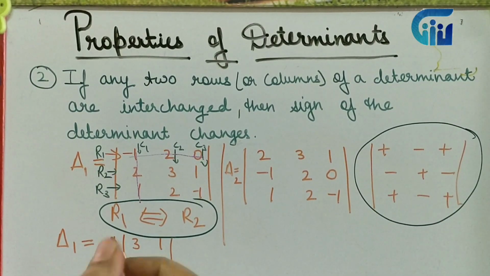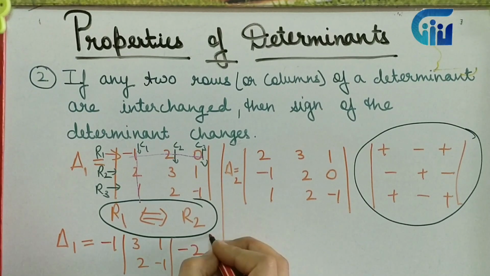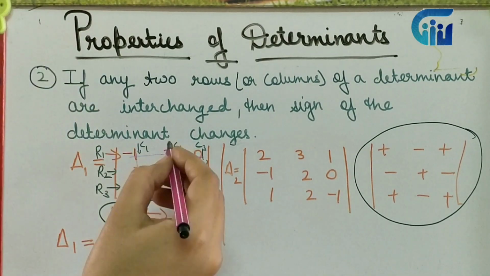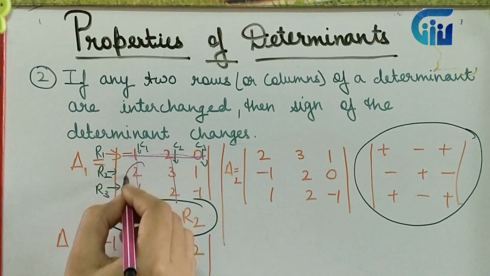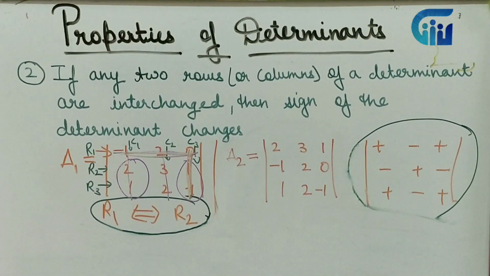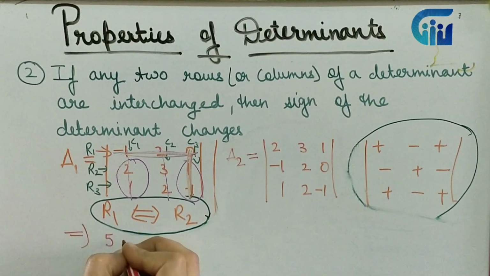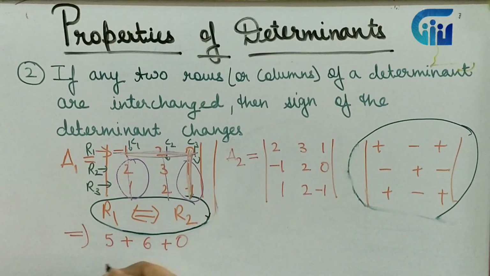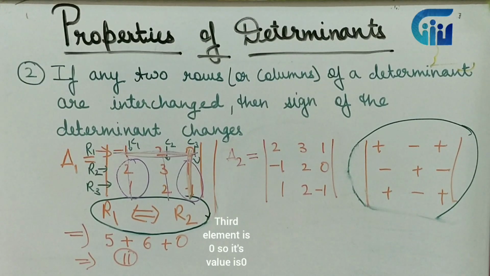So now let's write the second element. We'll write a minus sign along with it and then again we will cover it along this particular row and this particular column. These elements I will write over here. So this will be 2, 1, 1, minus 1. And for the last, on calculating, we will get 5 plus 6 plus 0. So the value of the determinant will come out as 11. Now let's see what value we get for the second determinant.